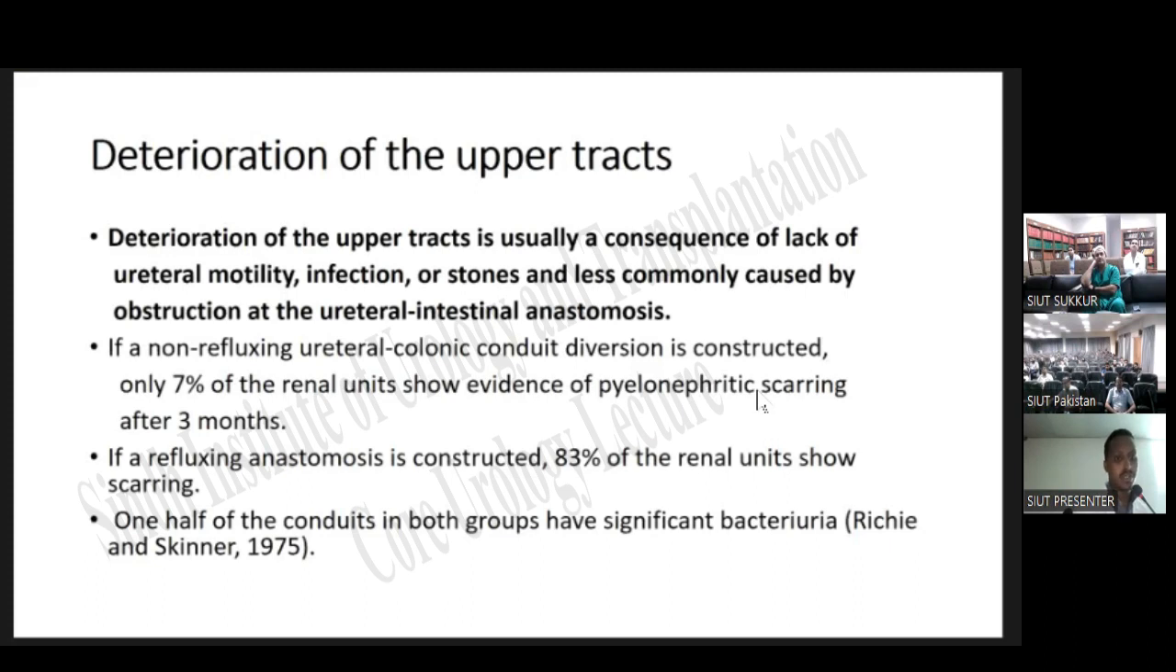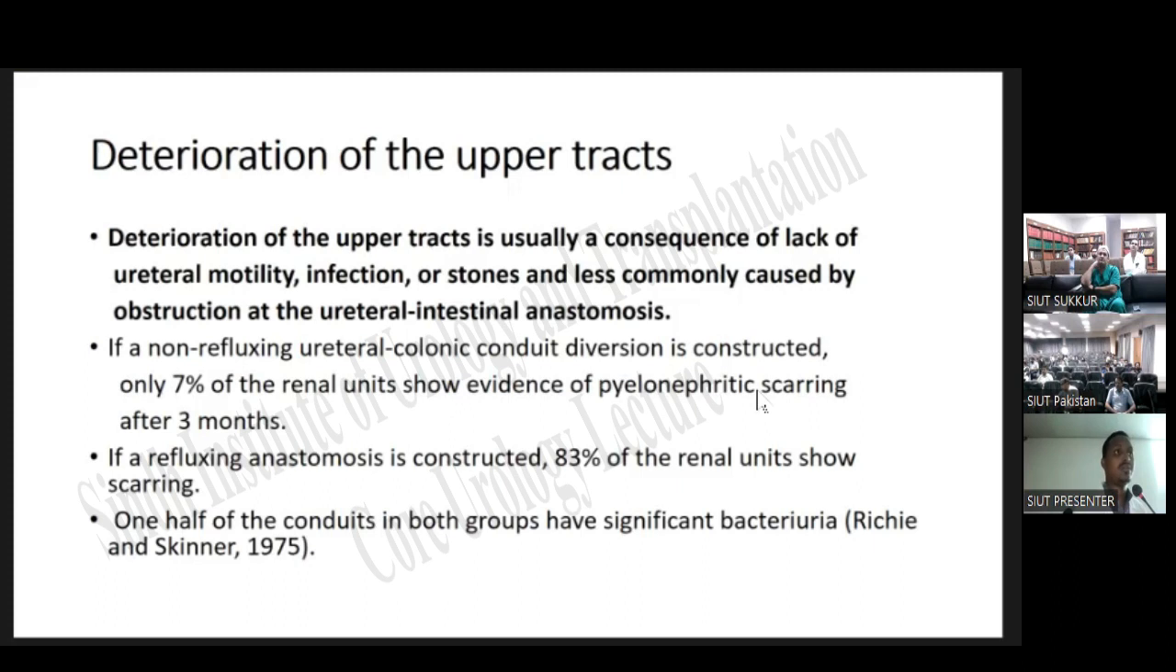If non-refluxing urinary conduit diversion is conducted, only 70% of the renal units show evidence of pyelonephritic scarring after 3 months. And if a refluxing anastomosis is constructed, 83% of the renal units show scarring. This is clearly showing that non-refluxing is the better option. And this is the one half of the conduit. Both groups have significant bacteriuria, Richie and Skinner, 1975. This is written in Campbell's.